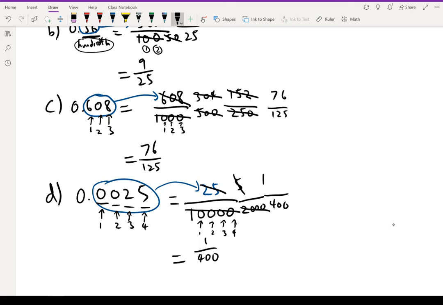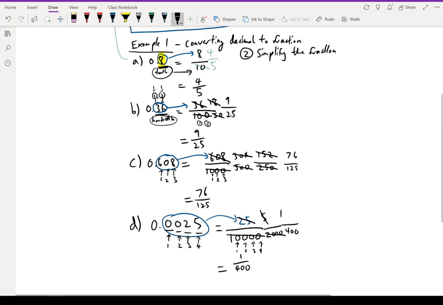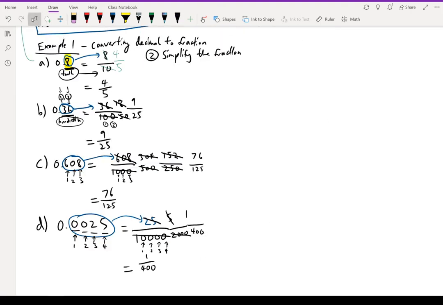Okay, so all of them you can do with the same steps. Step 1 is to copy the number after the decimal into the numerator, and then step 2 is you put 10, 100, 1,000, 10,000, 100,000, depending on how many decimal places, or the smallest place value of that decimal, at the denominator, and then you simplify the fraction. So this is example 1.